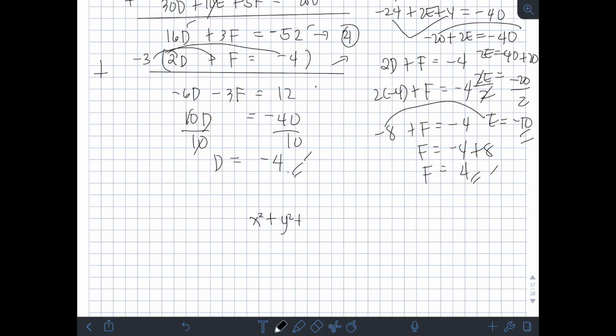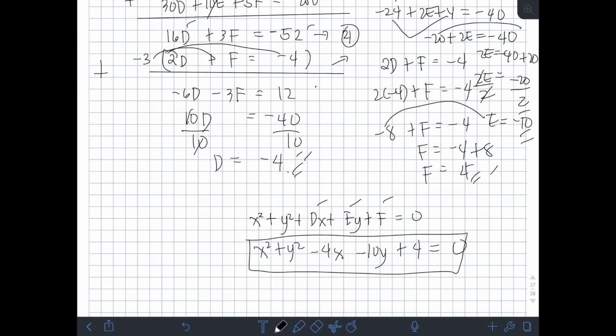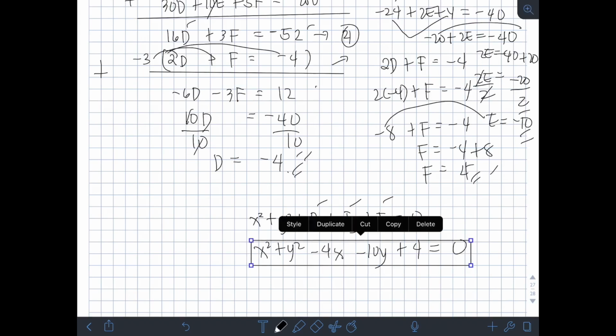x squared plus y squared plus dx plus ey plus f equals 0. We have x squared plus y squared plus ano yung d? Negative 4. So, magiging minus 4x plus ano yung e? Negative 10. So, magiging negative 10y plus f na 4 equals 0. So, therefore, this is the equation of our circle.